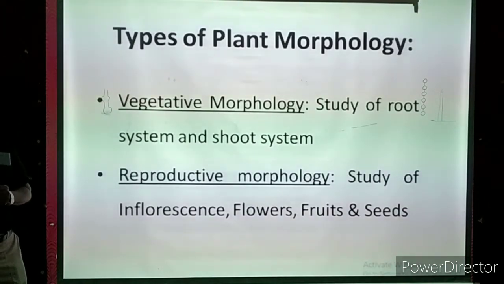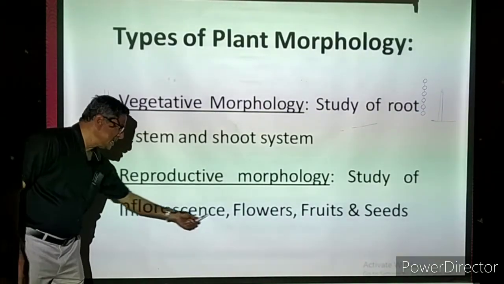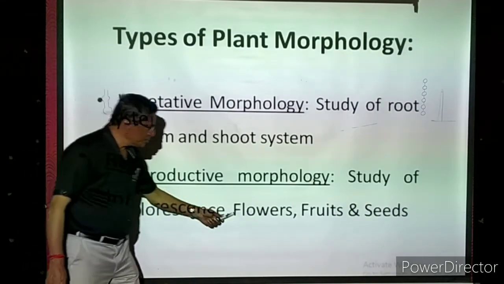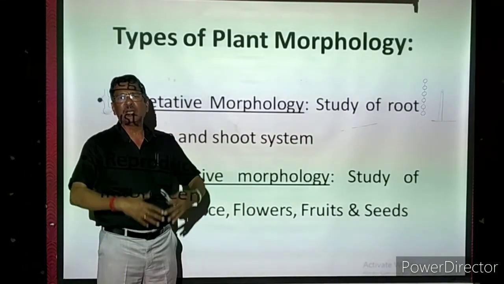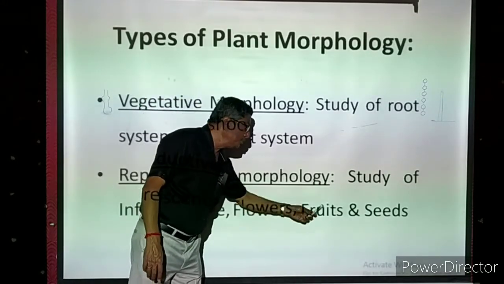Maybe 10-15 flowers together, one bunch. Like that, many bunches will be there. So the bunch of flowers we can call inflorescence. Next one is flowers. You know very well, different colored flowers will be there. Single flowers. We can take flowers, fruits and seeds.